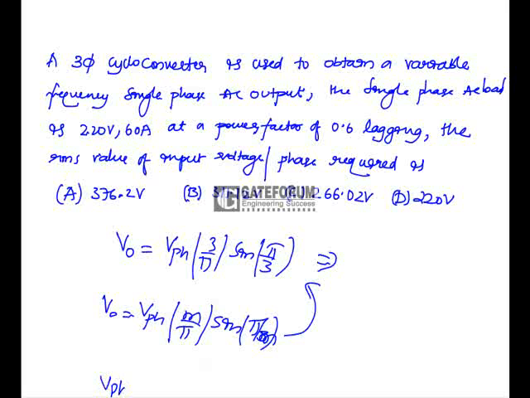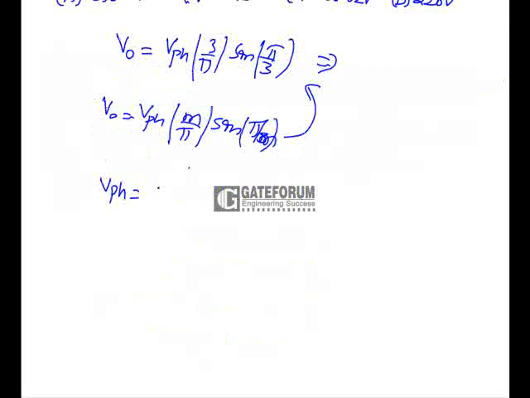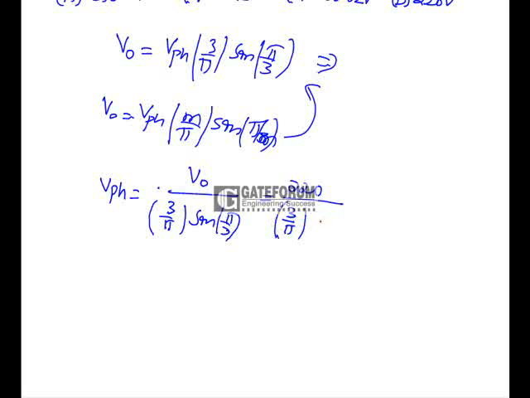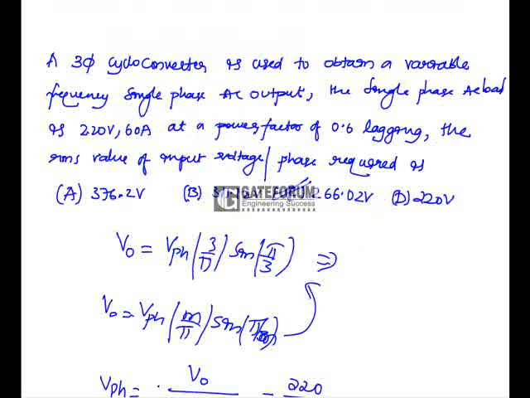I can write V phase is equal to V0 divided by 3 by pi into sine pi by 3. Now what is V0? V0 is given as 220 volts. Since it is a single phase supply, 220 volts is given as an RMS value, into pi by 3 divided by sine pi by 3, and sine 60 is root 3 by 2. You will get it as 266.02 volts. That is, option C is the correct answer.